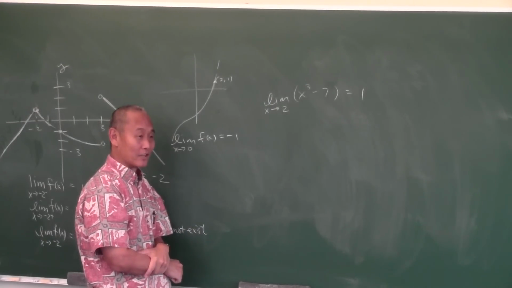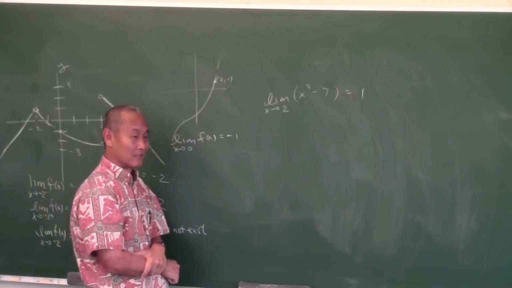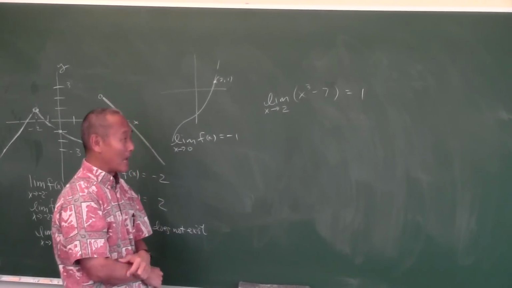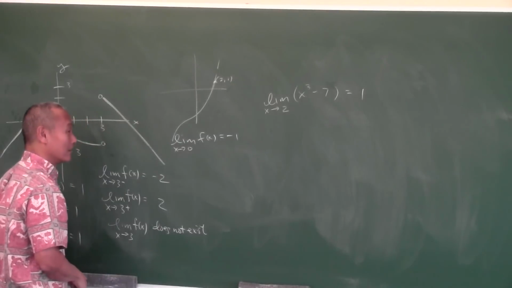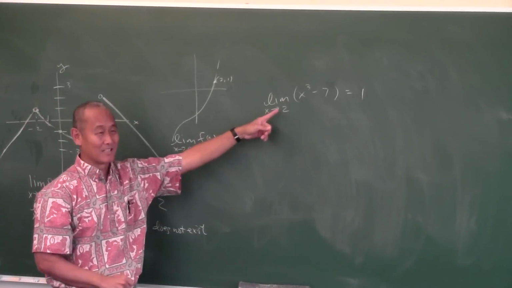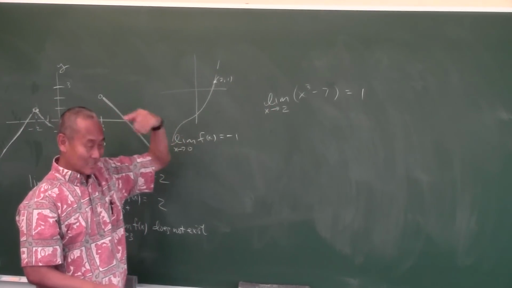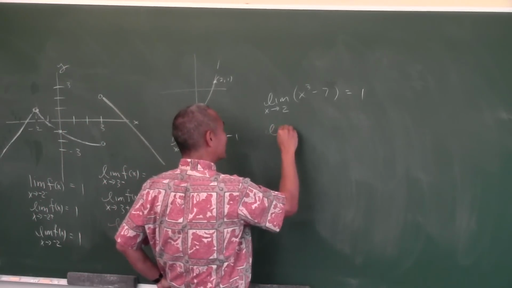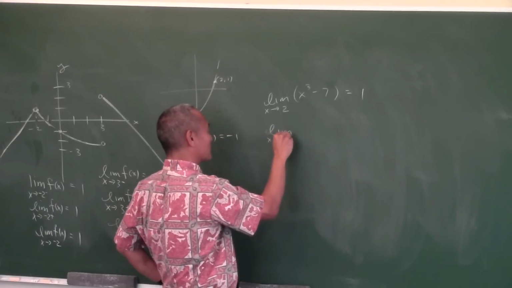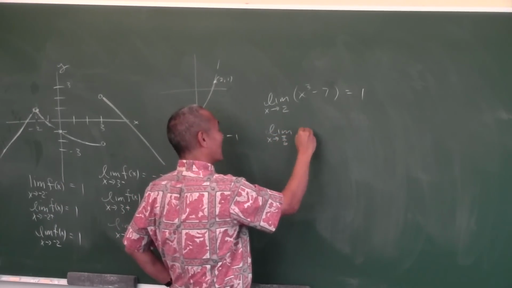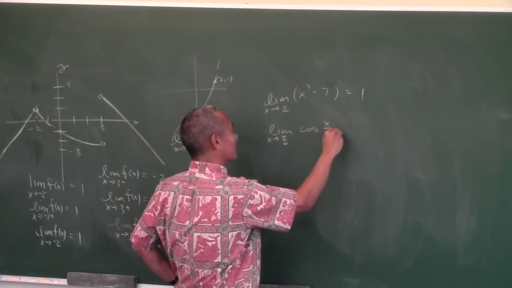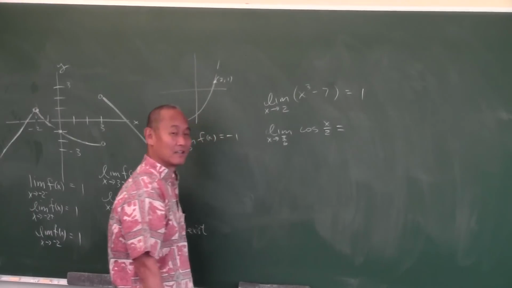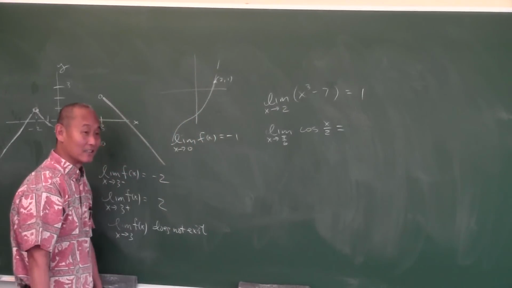Now, how many of these do you think you can get on the test? Probably one. No, you can get a lot. You can get one, maybe. Anybody can plug in a number. But see, you're not going to get, like, come on, this is pre-calculus regular. This is pre-calculus honors. This is what you can get. What's the limit as x approaches pi over 6 of cosine of x over 2? That's the kind you can get.